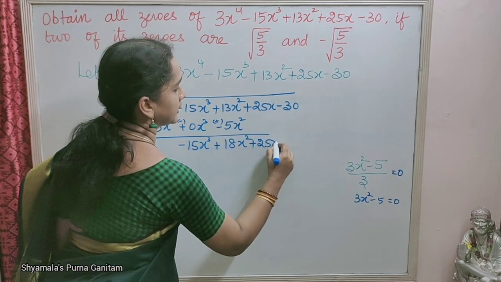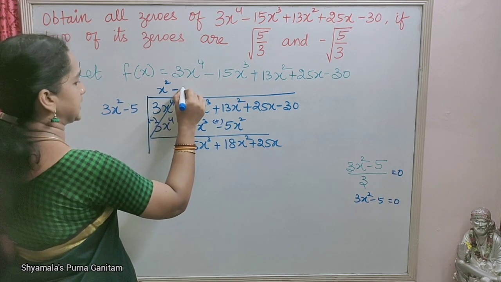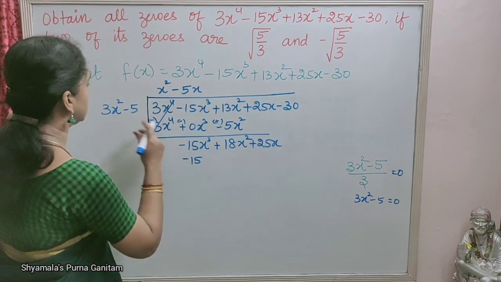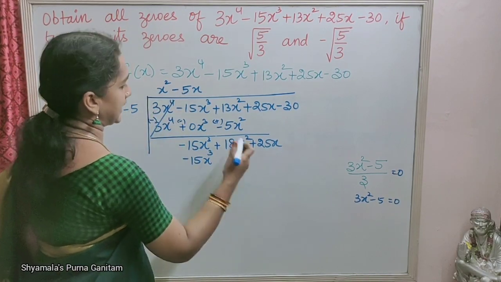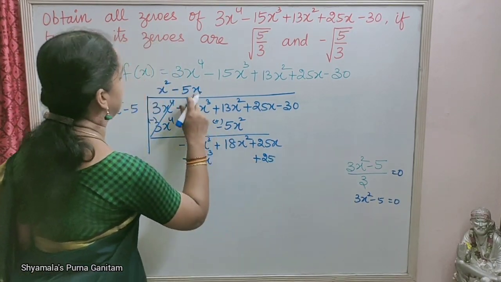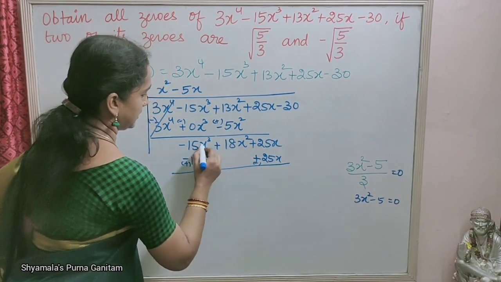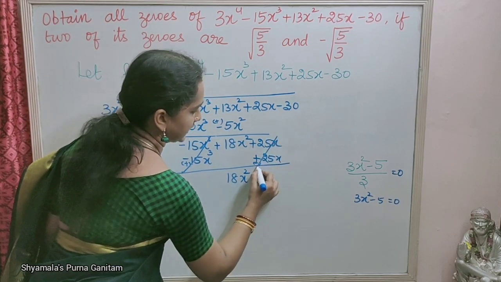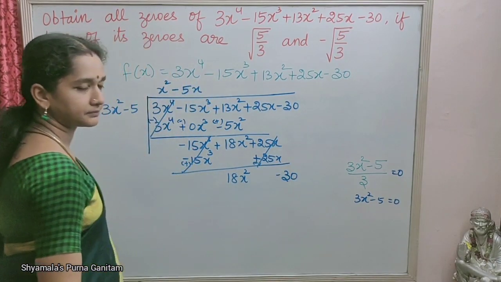Plus 25x. Okay. So here I have minus 15x cube, so the next quotient term is minus 5x. Minus 5 into 3 is minus 15. X squared into x is x cube. Then minus into minus is plus. The same way you will get it in the x term only. So 5 fives are 25, so 25x. This one will get cancelled. In this I will get 18x squared. This one will get cancelled, plus 25 and minus 25. Balance is minus 30.